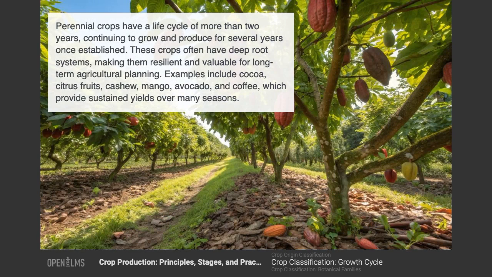Perennial crops have a life cycle of more than 2 years, continuing to grow and produce for several years once established. These crops often have deep root systems, making them resilient and valuable for long-term agricultural planning. Examples include cocoa, citrus fruits, cashew, mango, avocado, and coffee, which provide sustained yields over many seasons.